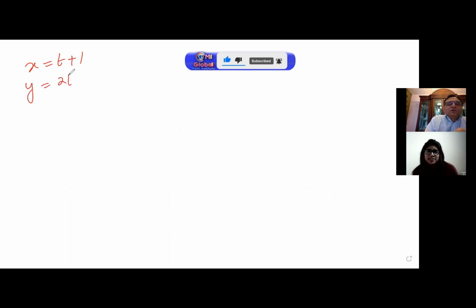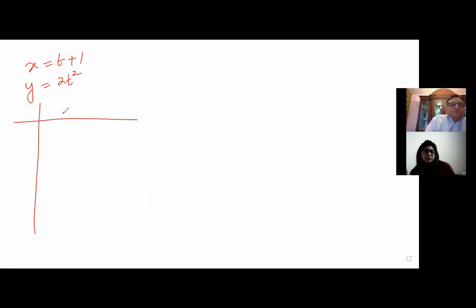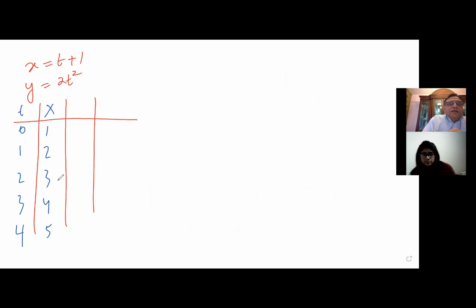Equals 2t squared. Perfect. So let me just build here what we had done. I took very simple values only: t values as 0, 1, 2, 3, 4, and x values were one more than this: 1, 2, 3, 4, and 5. And y values were double the square: 0, 2, 8, 18, 32.